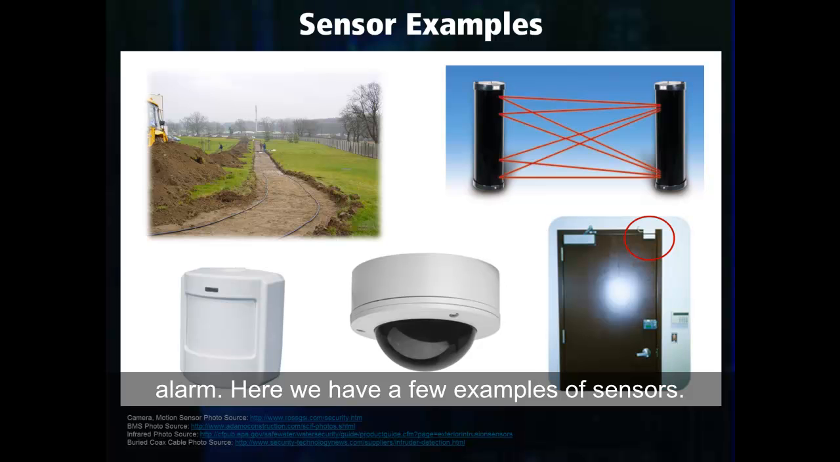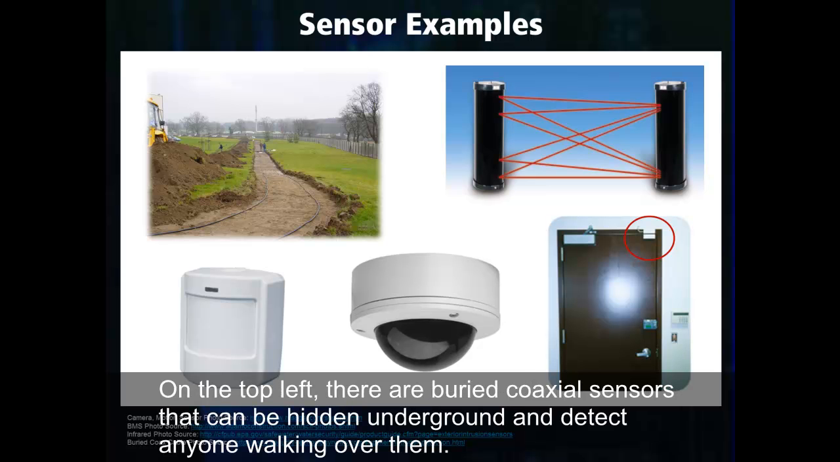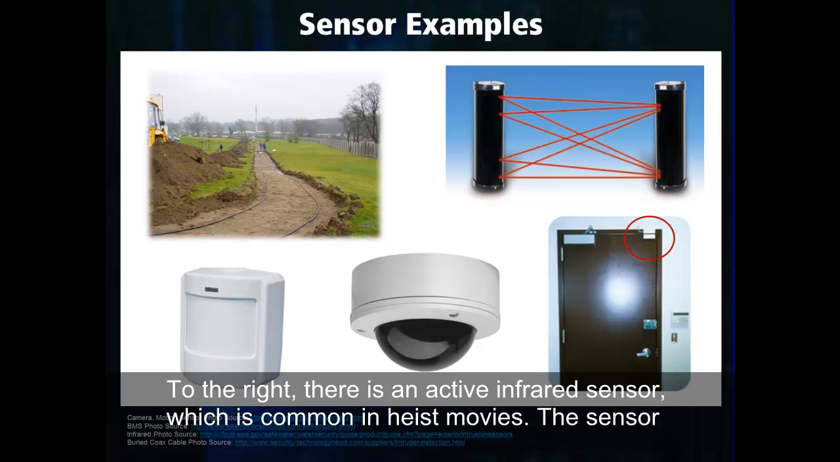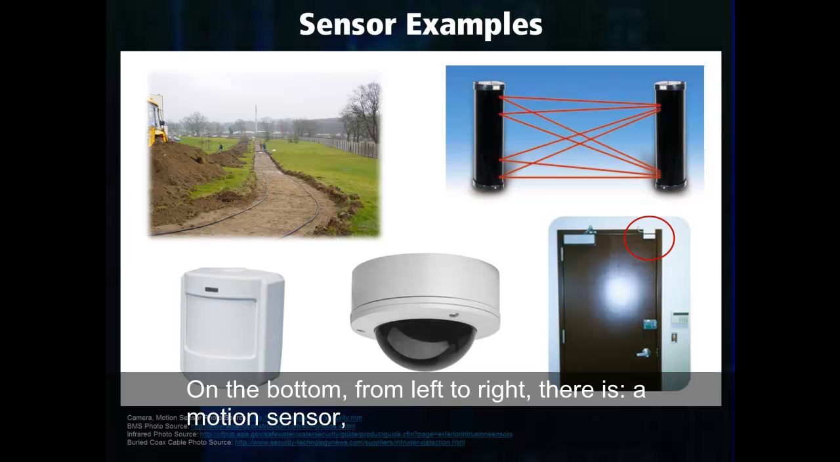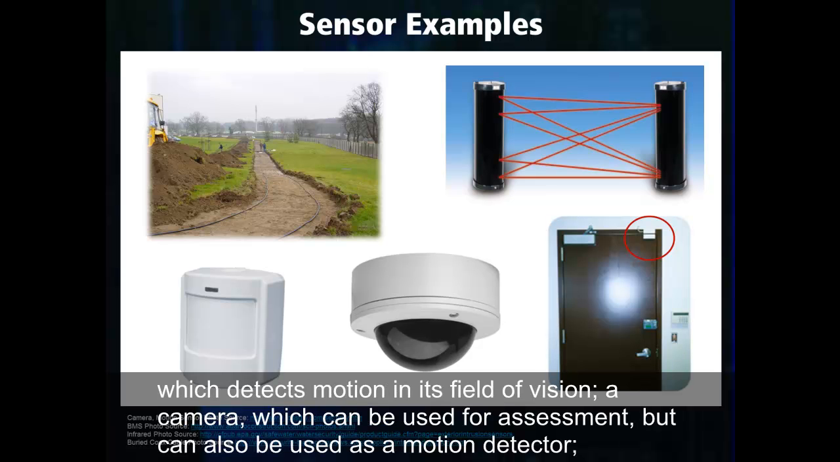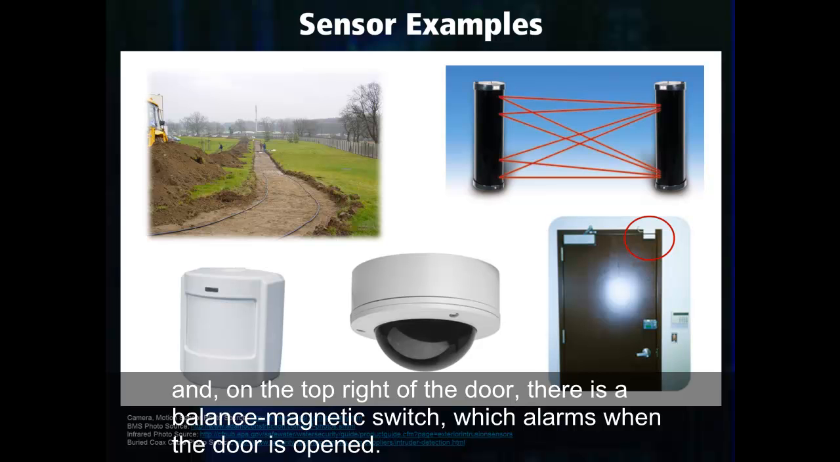Here we have a few examples of sensors. On the top left, there are buried coaxial sensors that can be hidden underground and detect anyone walking over them. To the right, there is an active infrared sensor, which is common in heist movies. The sensor sends an infrared beam to another sensor, and if anything breaks the beam, it triggers an alarm. On the bottom, from left to right, there is a motion sensor, which detects motion in its field of vision, a camera, which can be used for assessment but can also be used as a motion detector, and on the top right of the door is a balanced magnetic switch, which alarms when the door is open.